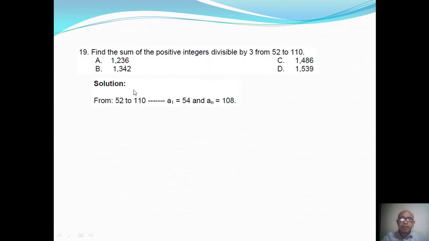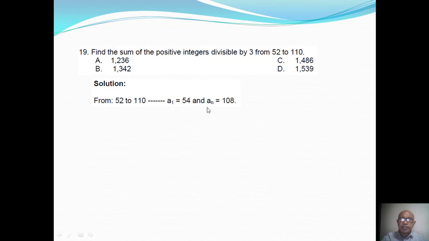Next problem. Find the sum of the positive integers divisible by 3 from 52 to 110. Okay. So from 52, the first number divisible by 3 is 54, so I will call it the first term. And up to 110, the last number less than 110 that is divisible by 3 is 108. So we can solve for the number of terms in between 52 and 110 that are divisible by 3.